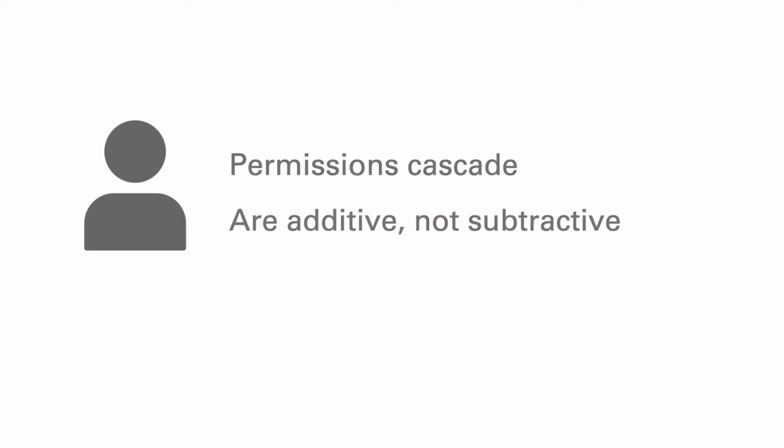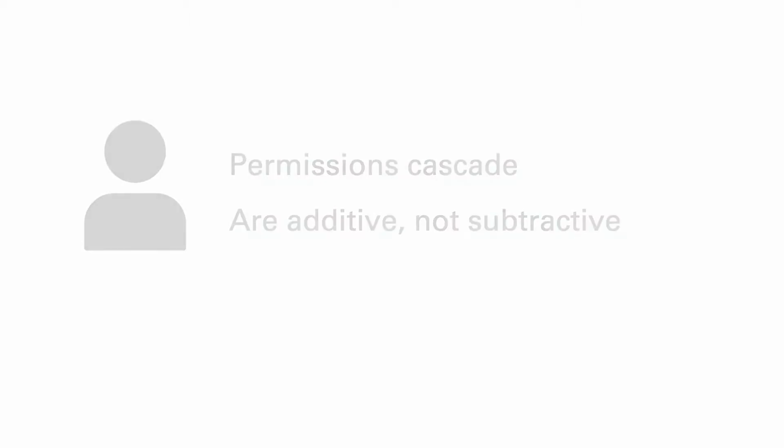For both MyDrive and shared drives, permissions cascade, meaning that if you have access to a folder, you also have access to the files inside. And the permissions are additive, meaning that if you're sharing a folder with someone but do not want them to have access to one file in that folder, you can't take permissions away from that one file.